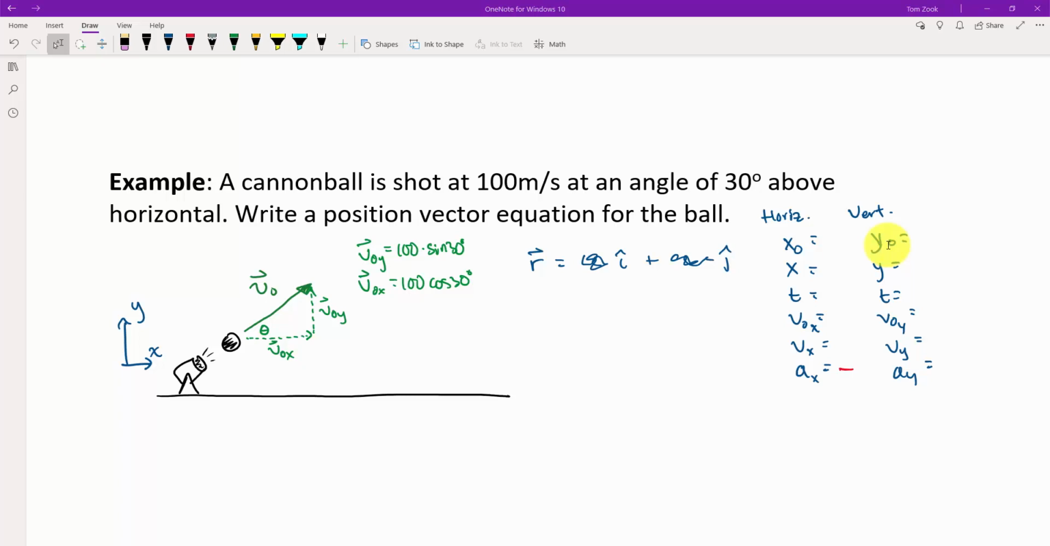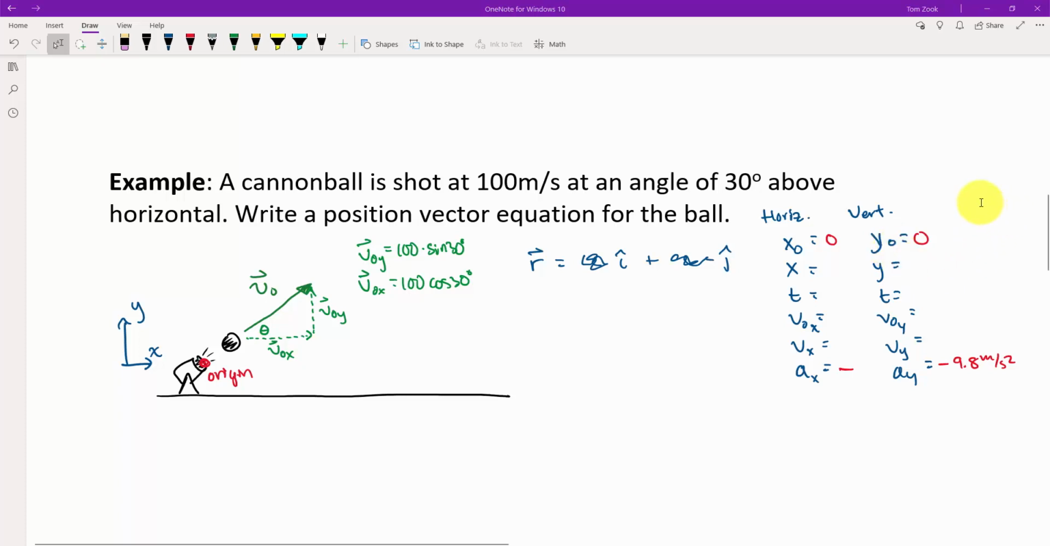In the y direction, though, it should be negative 9.8. Got that acceleration due to gravity. For the other values, let's just assume that when we start looking at it, that's our origin. And we'll say the original position is 0, 0. We don't want to worry about anything else.